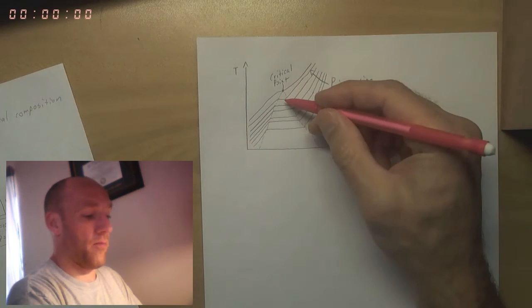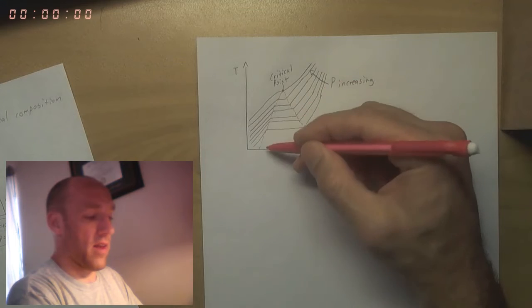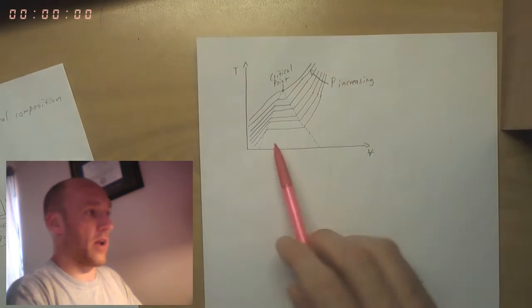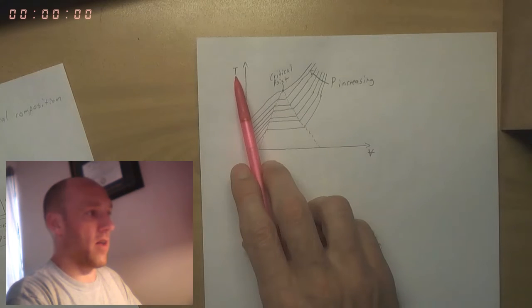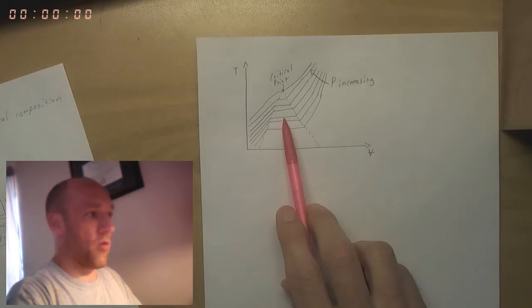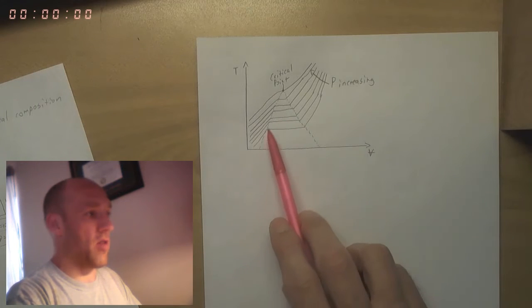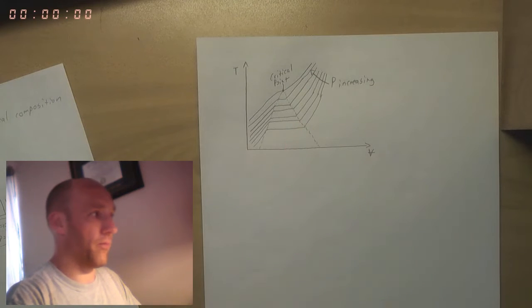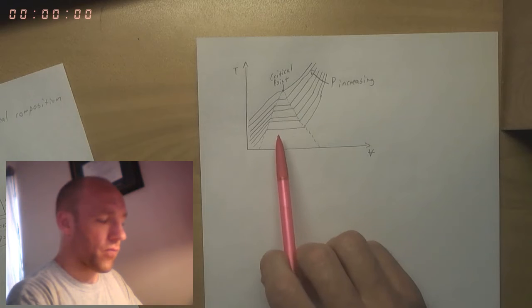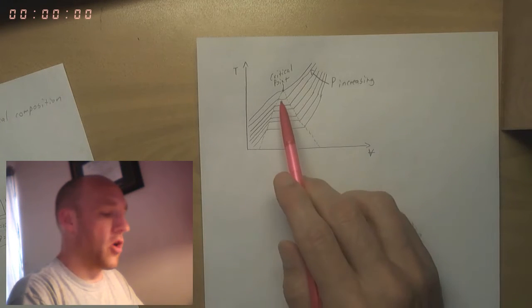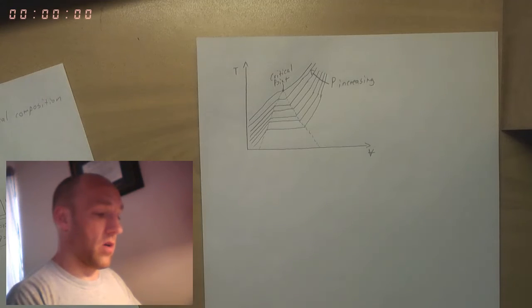So what's important for us is that if I specify on this particular diagram a specific temperature and specific volume, and it resides somewhere in this dome, you know that it's a saturated vapor. Or I'm sorry, you know that it's a saturated mixture. Okay.